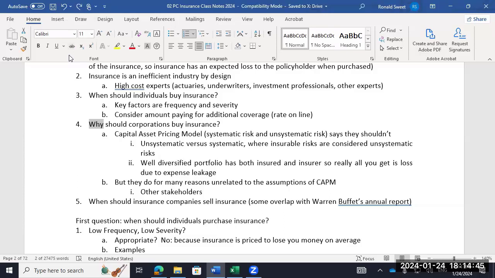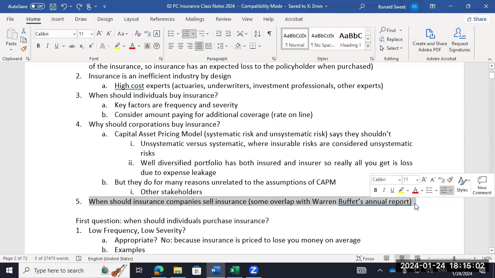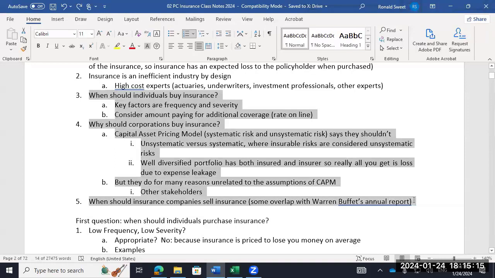Do corporations buy life insurance in case they die? So why would they buy property and casualty? We'll talk about that. I love this question because you get to bring in the capital asset pricing model one more time into another question. We overkill this. And then the third question we're going to ask is, when can the insurance companies sell insurance? What's the nature of those risks? We've covered that somewhat with Warren Buffett, but we'll do a little bit more extensive list. So we have 3 questions to ask and to answer.